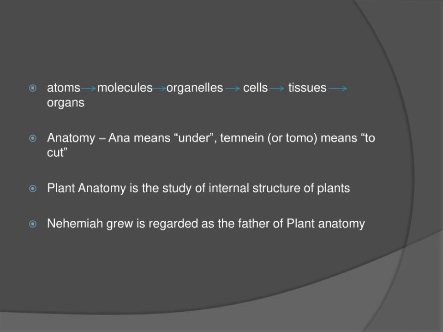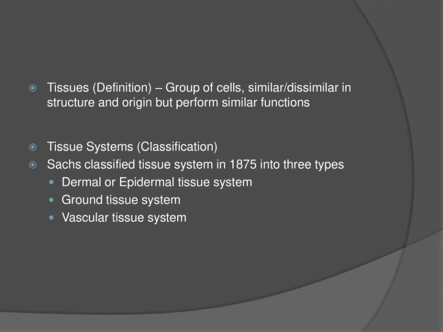You would have studied about various types of tissues in your lower classes. So this lesson we are going to start with the definition of tissues. As I have already told, tissues are nothing but group of cells. If cells are grouped, then tissues are formed. By definition, tissues are group of cells which are similar or dissimilar in structure and origin, but they perform similar functions. So when cells are grouped, they form tissues and they perform similar functions. It doesn't matter if it is similar or dissimilar in their structure and origin. This is the definition of tissues.